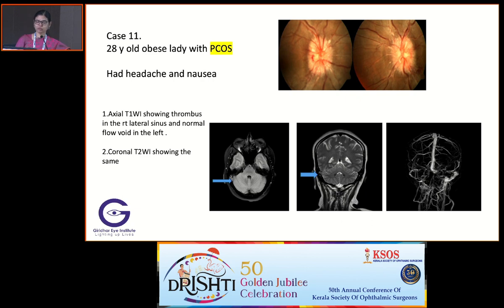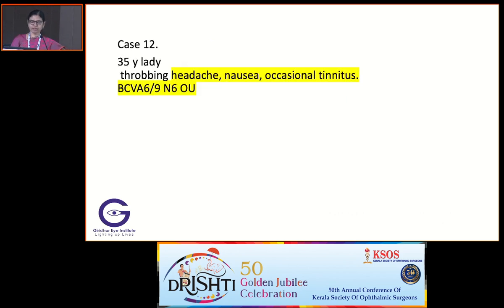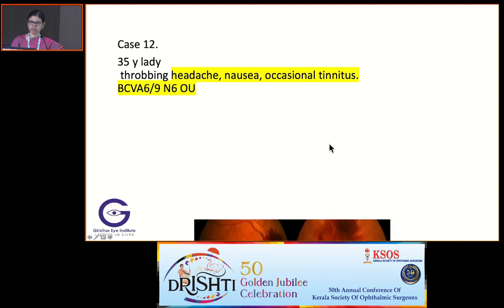A 28-year-old obese lady with PCOS and both eye disc edema. MRI showed lateral sinus thrombosis, and MRV was also taken. So in bilateral disc edema, we have to think of intracranial lesions, dural venous sinus thrombosis, or idiopathic intracranial hypertension.